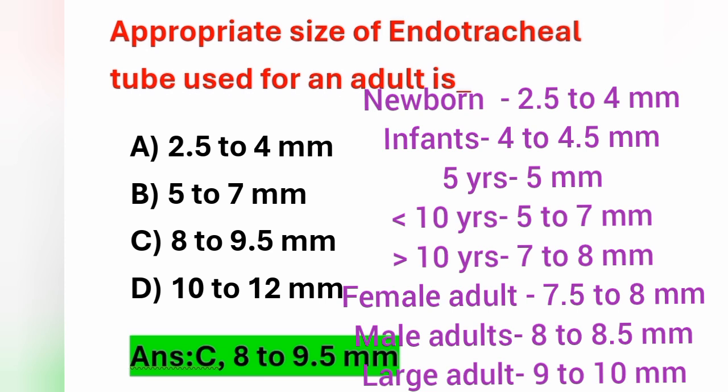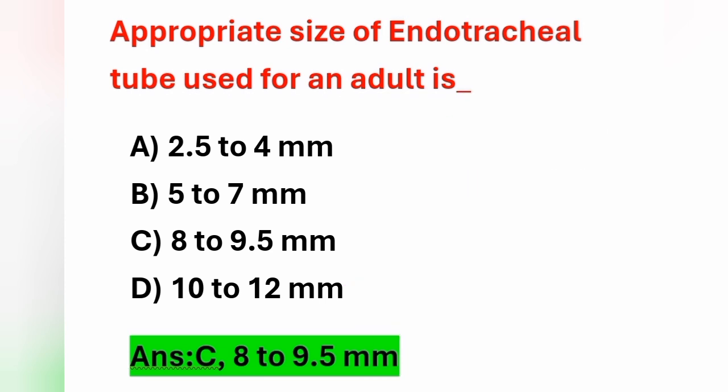Then female adult it is 7.5 to 8 mm. And male adult it is 8 to 8.5 mm. And large adult, meaning for obese patient, it is 9 to 10 mm. Here in our option 8 to 9.5 mm is there. So we can choose the appropriate or approximate size, that is 8 to 9.5 mm.